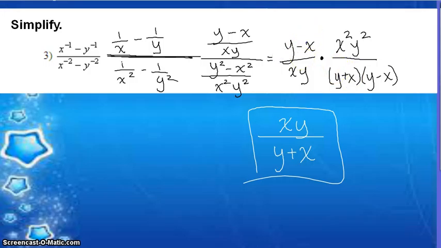That would be your y minus x with your y minus x, and xy with one factor of x, one factor of y, leaving you with xy in the numerator and y plus x in the denominator.